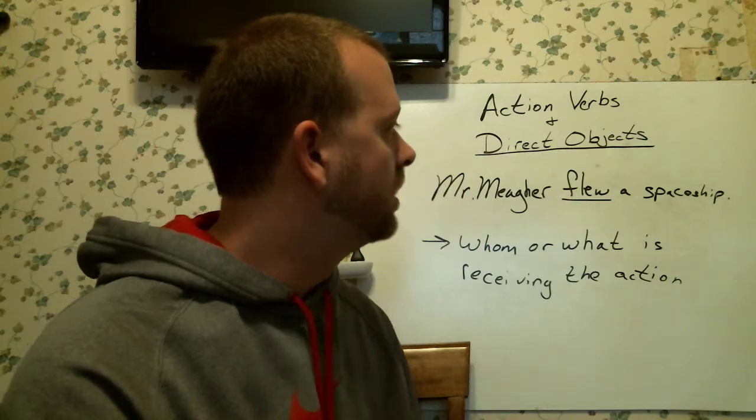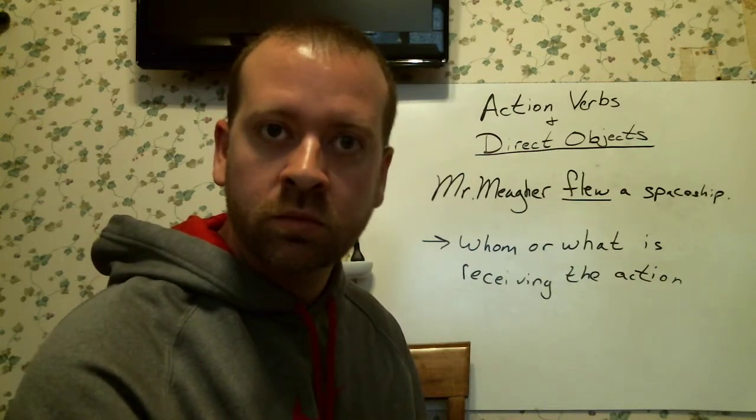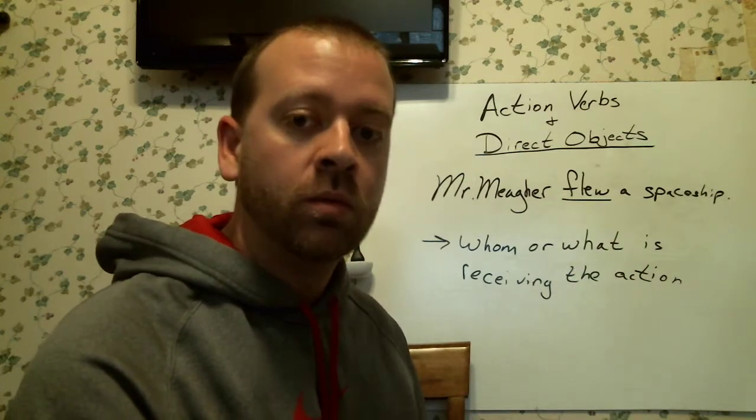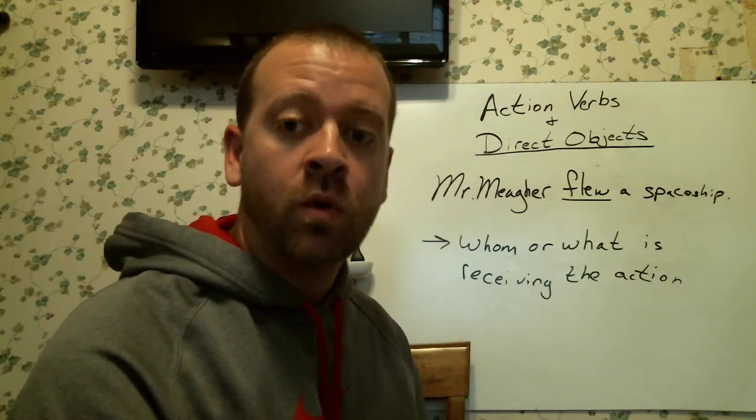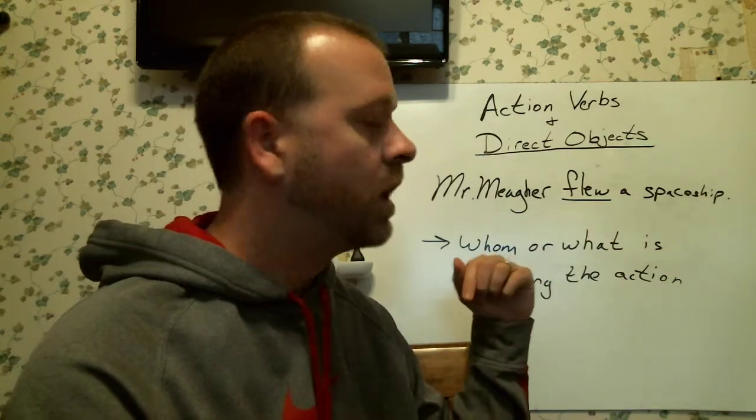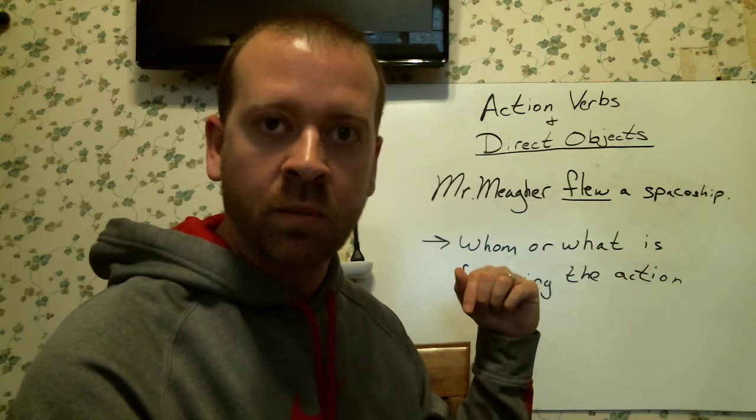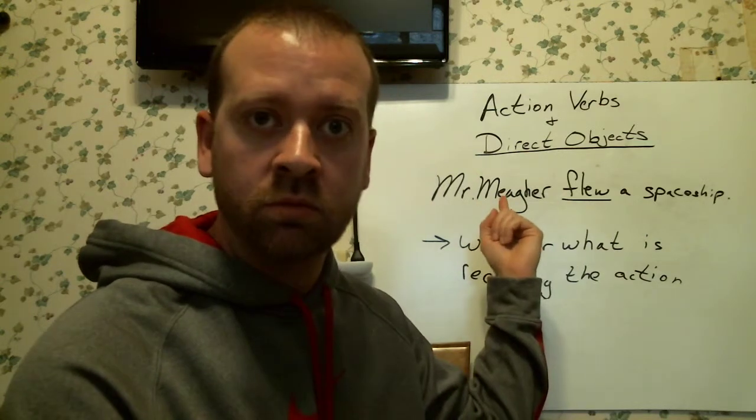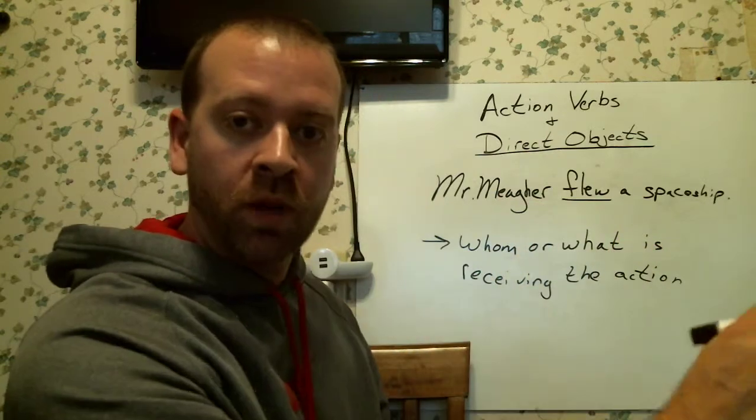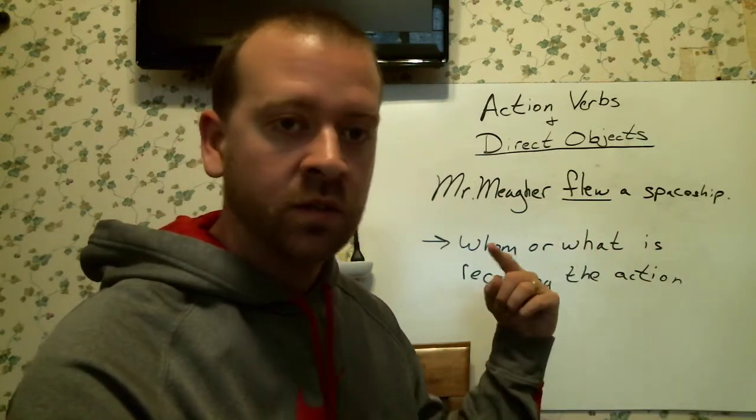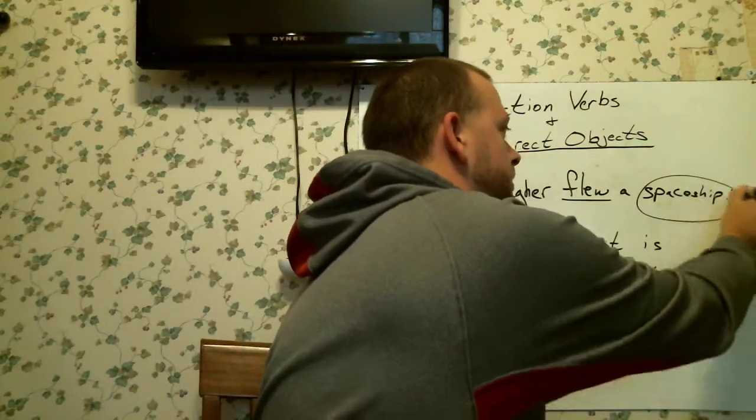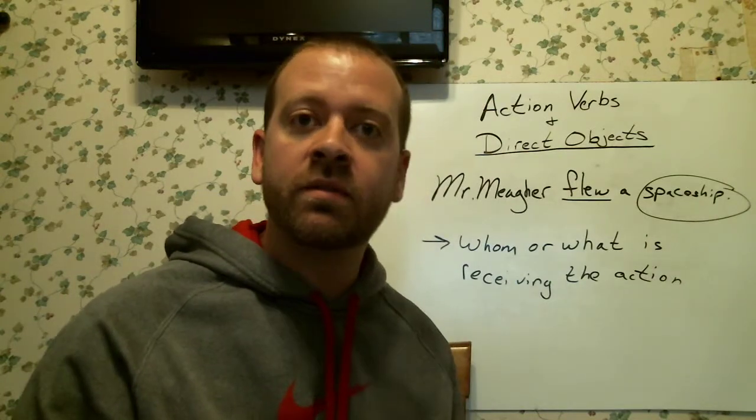So let's look at this. Mr. Meagher flew a spaceship. Well, the first step we needed to do is find the verb, and we did, flew. So now ask this question to yourself. Whom or what is receiving the action? Or whom or what is being flown? Is a person being flown? Is Mr. Meagher being flown? No, that would be weird. So that takes care of the whom. Is there a what? So what is being flown? The spaceship. There you go. Direct object. Okay? Very, very simple.